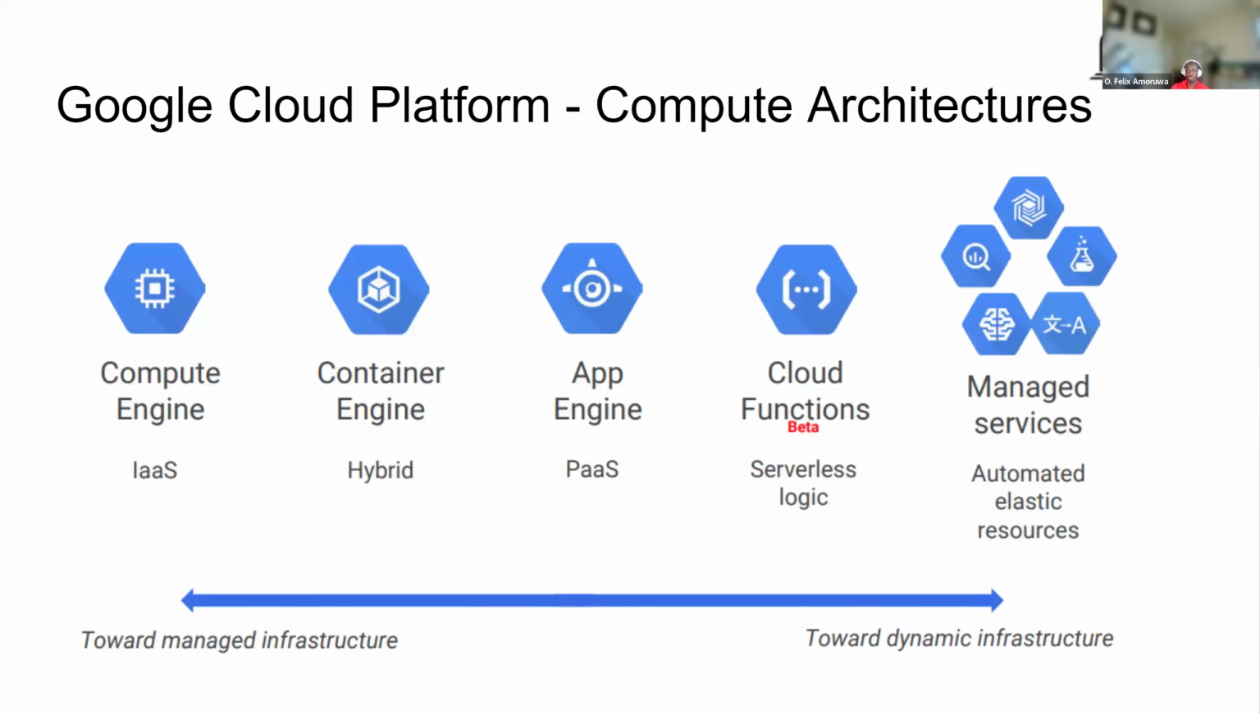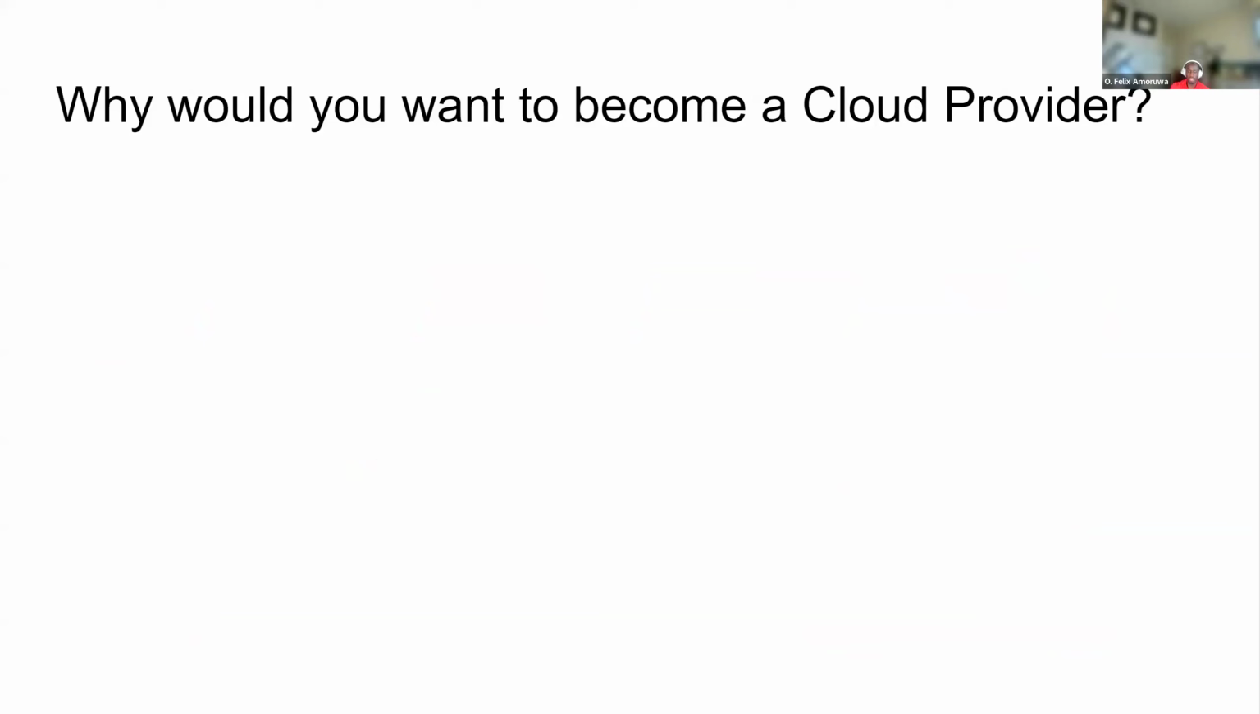Looking into the compute layer, for example, the question might now become, which of these compute offerings makes sense for me? If it's Compute Engine, this is the infrastructure as a service offering, all the way over to the managed services, which are automated elastic resources catered towards a more dynamic type of infrastructure versus a self-managed infrastructure offering. And then obviously you have the flavors in between for different use cases. I've already answered the question about the list of the offerings, so I'm not going to belabor that point again.